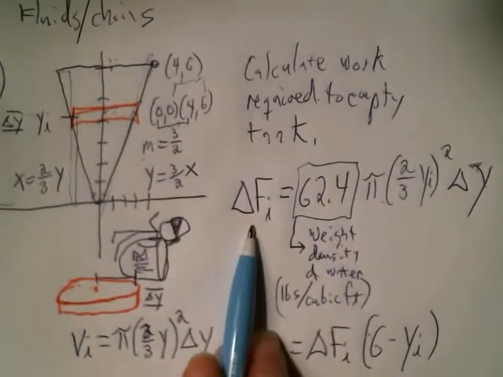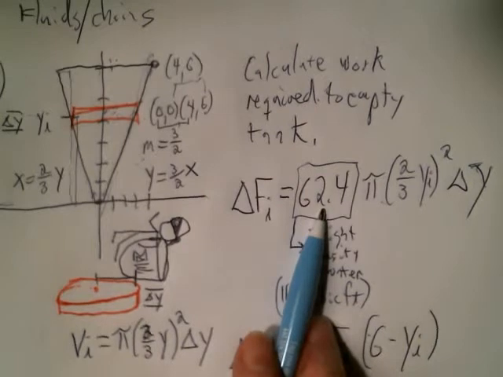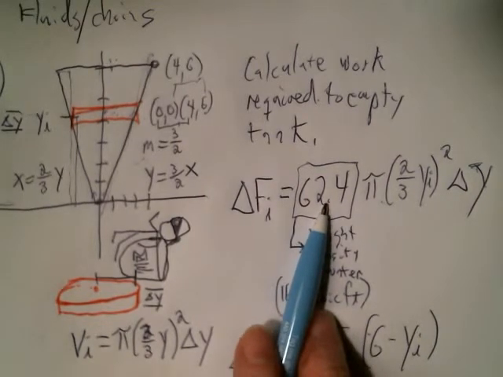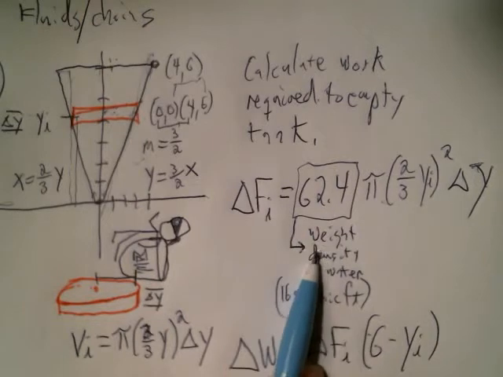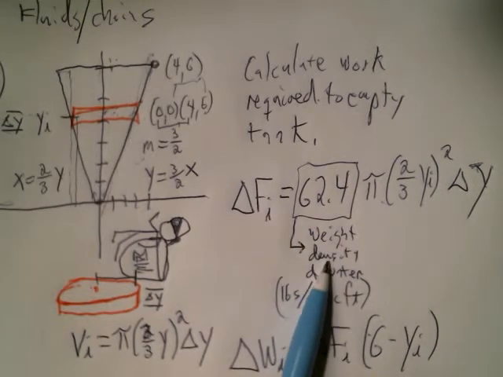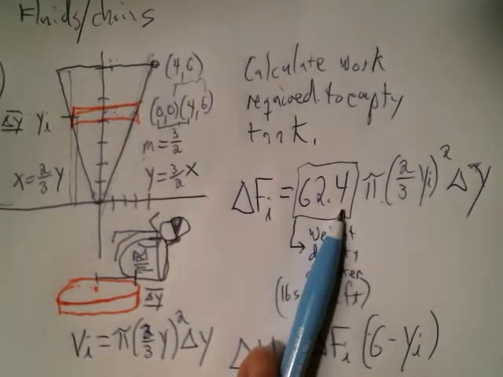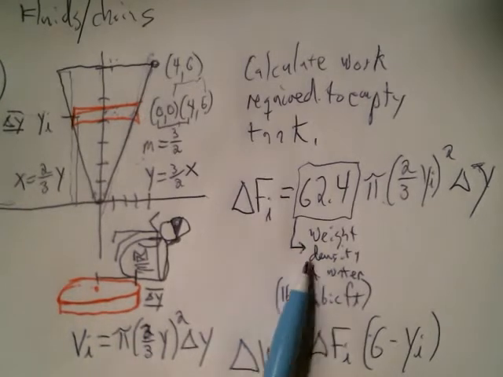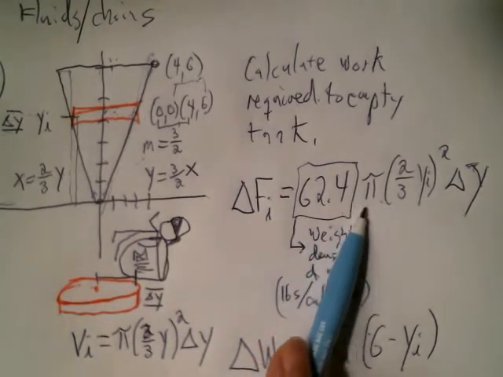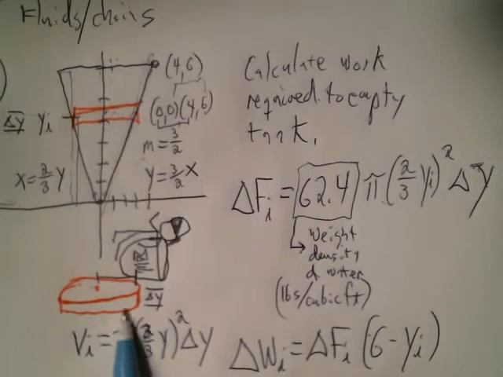To figure out the force, I needed to take the weight density of the water, which is just a constant that's given in the book. They're well-known constants. You could Google them. So that's the weight density of water, and it's in pounds per cubic foot. To figure out the force, which is just going to be the weight of the water in this particular disk, I take the weight density and multiply it by the volume of that particular disk.